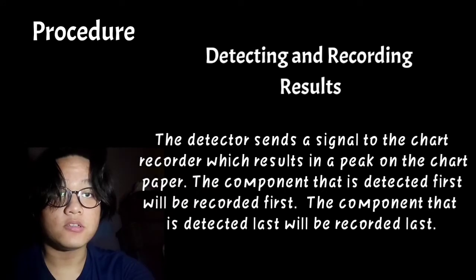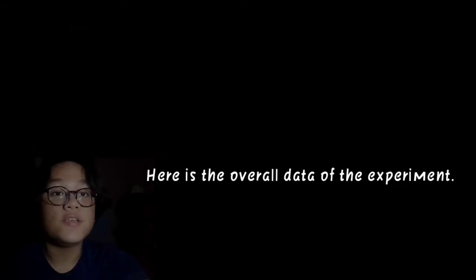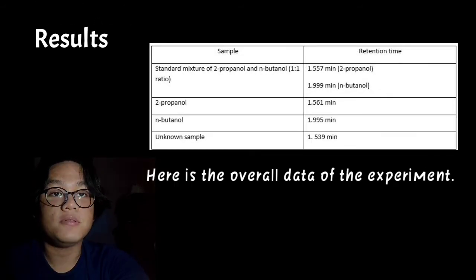The detector sends a signal to the chart recorder, which is drawn up as a peak on the chart paper. The component that is detected first will be recorded first, and the component that is detected last will be recorded last. Here is the overall data of the experiment.